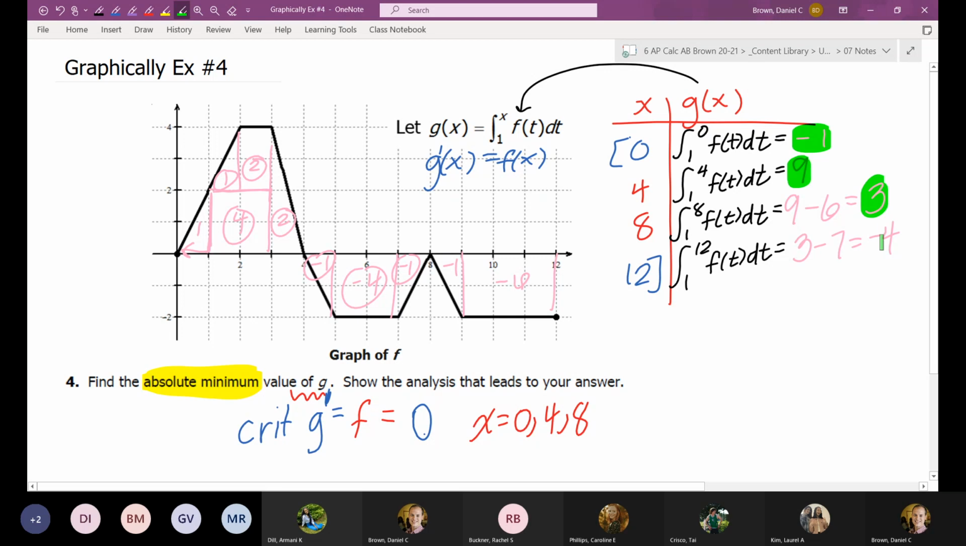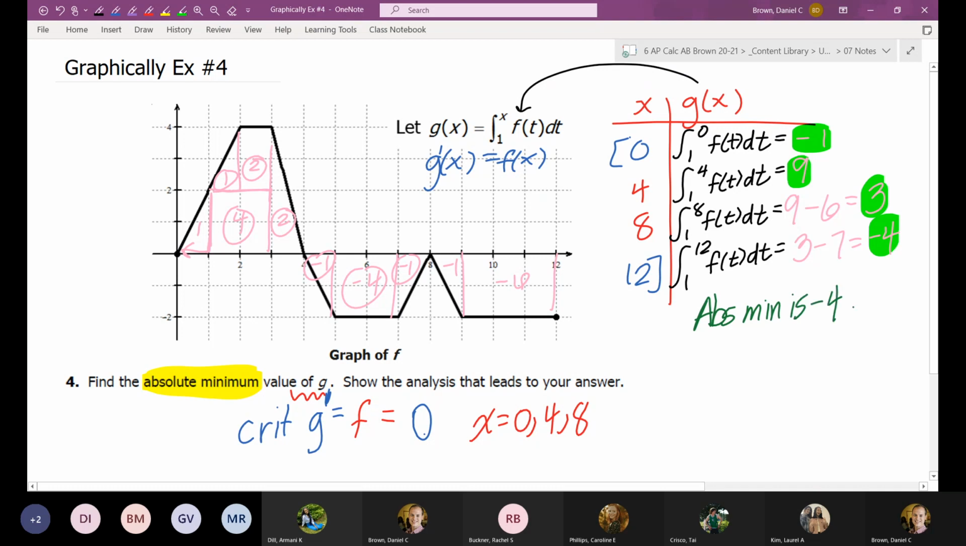So the value of the definite integral is basically the y value of g at each of those x coordinates. So now we can go ahead and answer the question. The question asked me to find the absolute minimum. Well, what is the lowest y value I see? Negative 4. So then my answer would be the absolute minimum is negative 4.